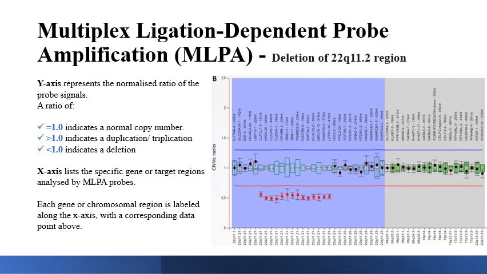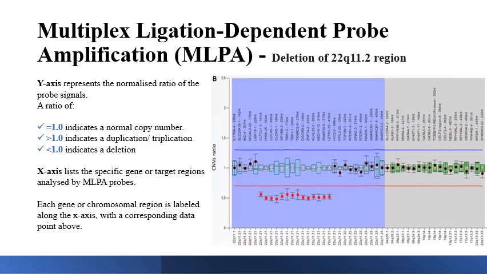So the y-axis on this graph shows the normalized ratio of probe signals indicating the copy number of specific regions. So a ratio of 1 represents a normal copy number. Ratios above 1 suggest a duplication or a triplication, while ratios below 1 indicate a deletion. On the x-axis, we have specific genes or target regions, each analyzed using MLPA probes. Now, each gene or region is labeled here with a corresponding data point that reflects its copy number based on the y-axis ratio.